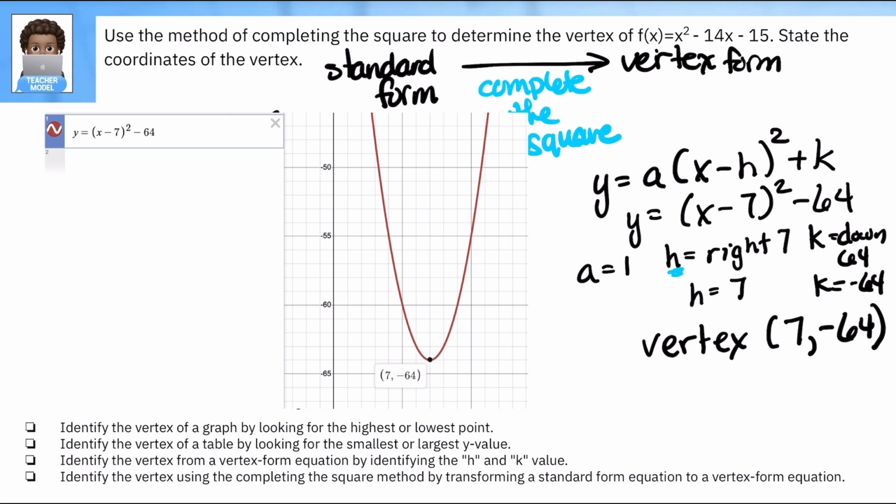So there you have it. We've connected a ton of dots, and this is going to take practice. That's a lot of information to internalize and to synthesize in our brains. But we'll get some practice in. But now you will know how to identify the vertex of graphs, tables, and an equation, whether it's written in standard form or vertex form.